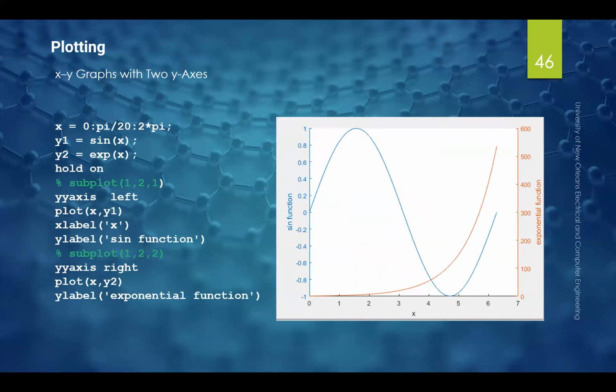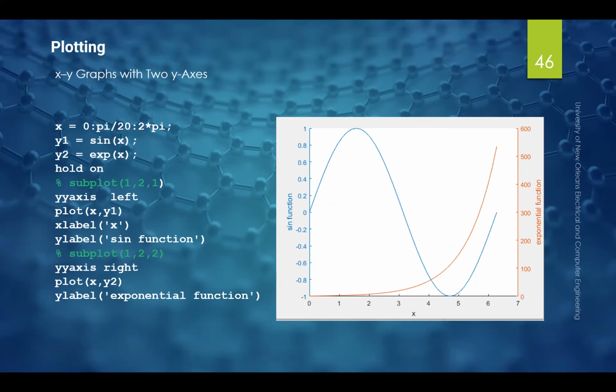Another example with a graph with two axes, and this time on the same plot. Notice that I basically have the same commands that I had before. The only thing I did was comment out the statements that define the subplot. So in this case, since I'm using the hold on command, it's just going to plot one figure on top of the other one.